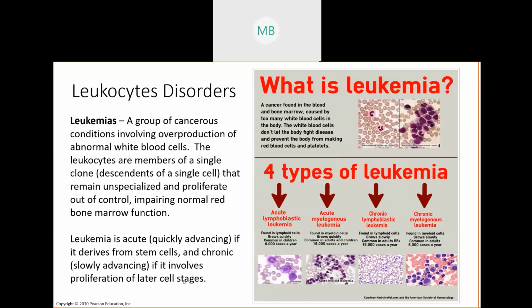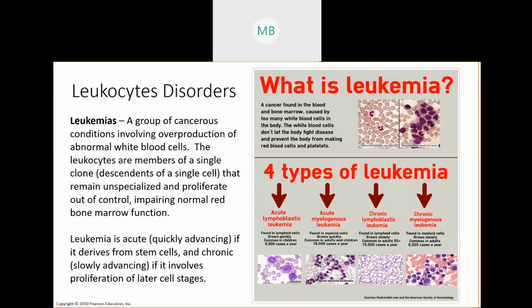So leukemia, depending upon the type, can be either chronic or acute. Acute means quickly advancing, like you suddenly develop it and it happens really fast, or chronic, which means slowly advancing, meaning it involves proliferation of later cell stages. Right? And this is all the information you need to know about the types of leukemia. Acute lymphoblastic leukemia is found in the lymphoid cells. That means your B cells and T cells, but it grows really quickly. That's why it's acute. And unfortunately, this type of leukemia is common in children.